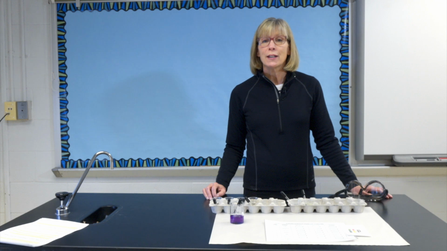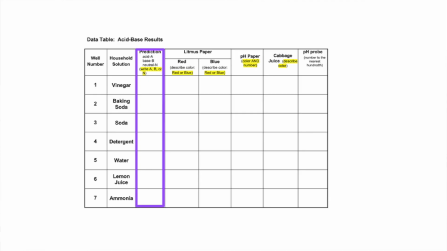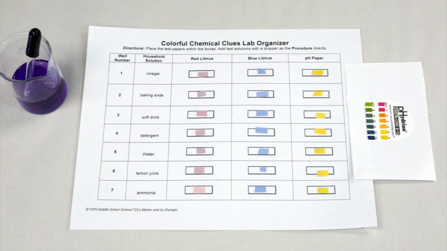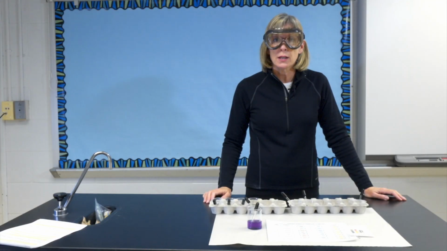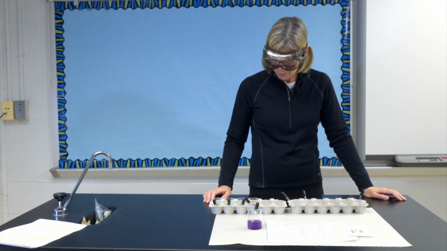Now you will begin filling in the data table on Sheet 4. Fill in column 3, the prediction column, with the letters A, B, or N, showing if you think the substances will prove to be an acid, base, or neutral. For the first part of the data table, red and blue litmus and pH paper are placed on each of the appropriate squares. Next, 1 drop of each solution is placed on the indicators as I'm showing you now.